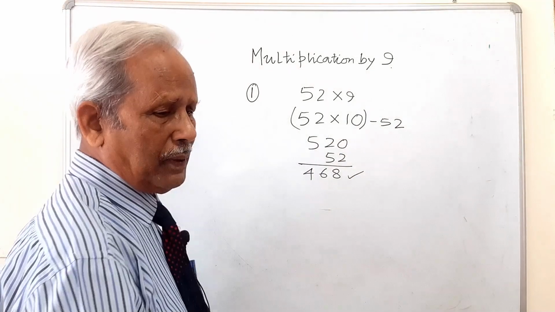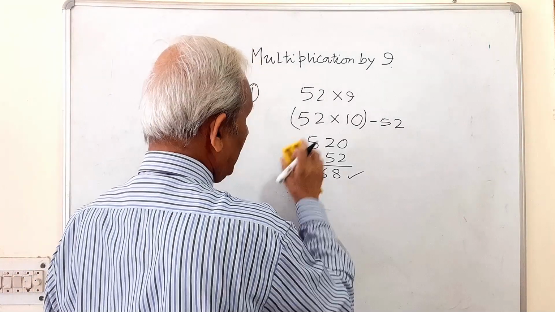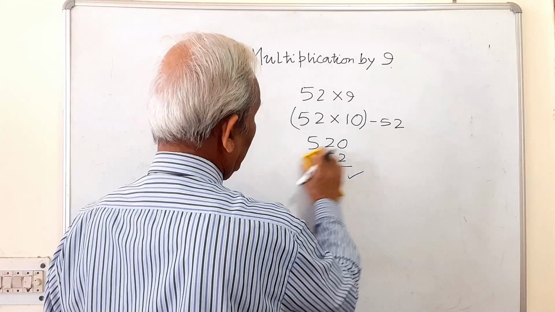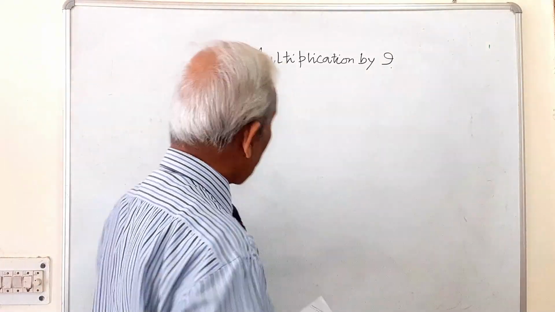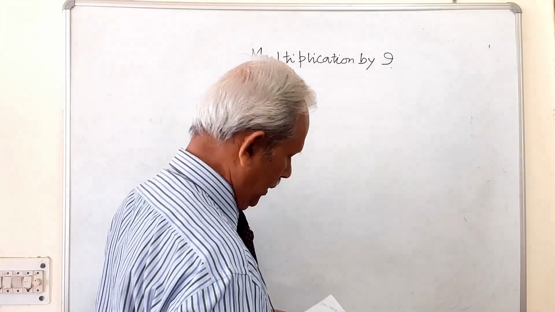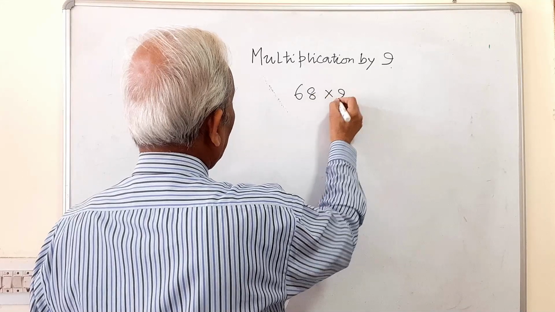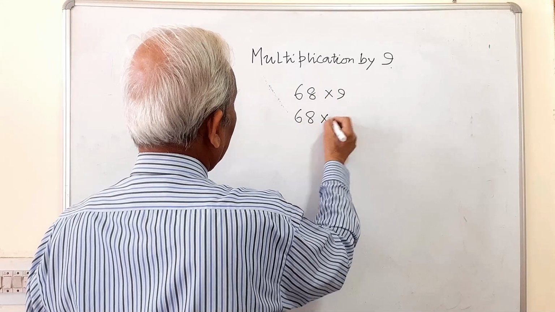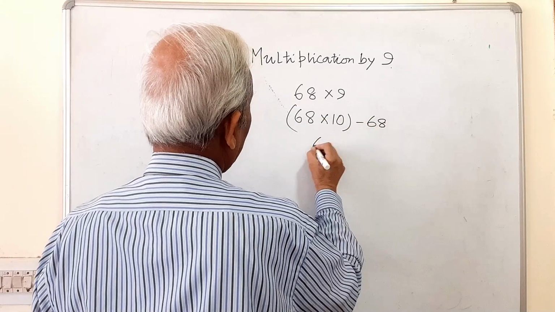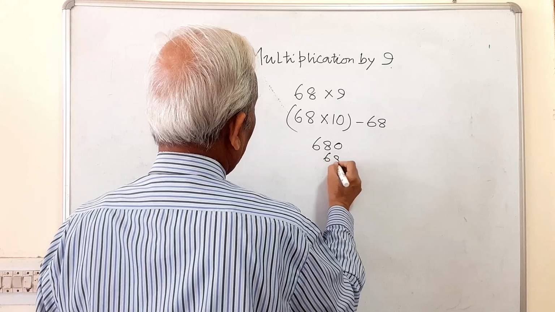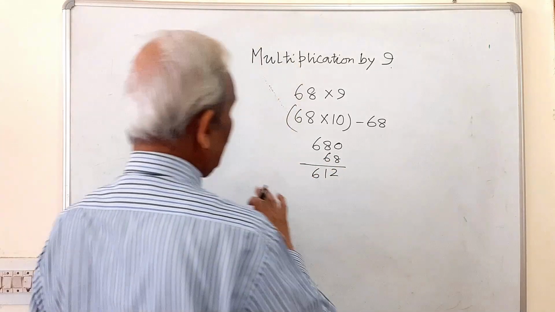That's quite simple. There is nothing extraordinary in it, just a way of thinking. You can always think like this and do your problems easily. We'll have another problem: 68 into 9. What will we do? 68 into 10, which is 680, minus 68. It becomes 612.